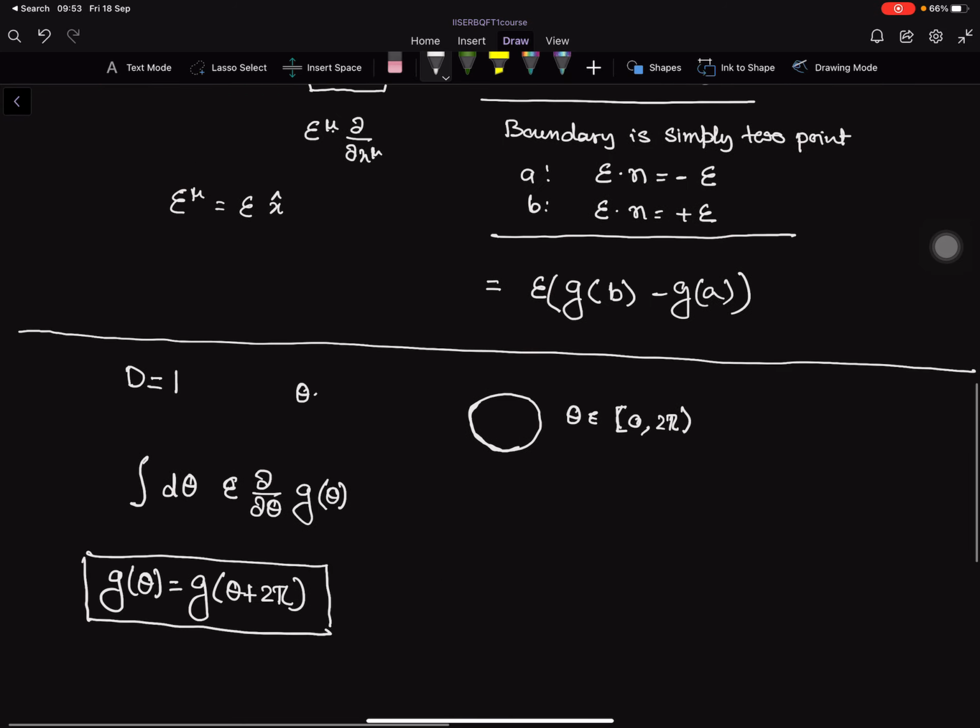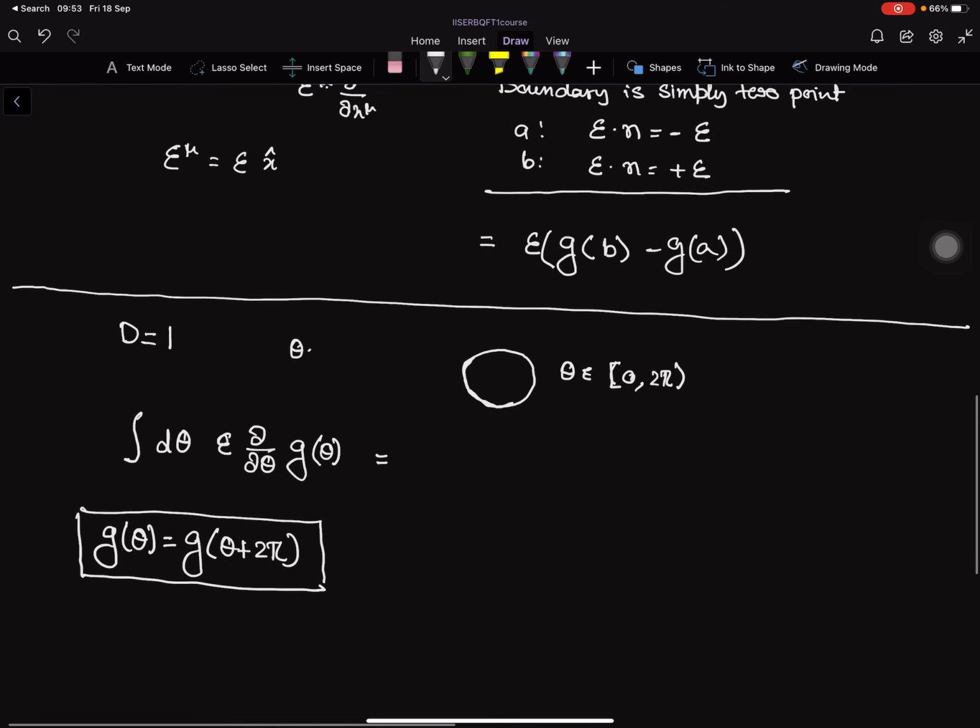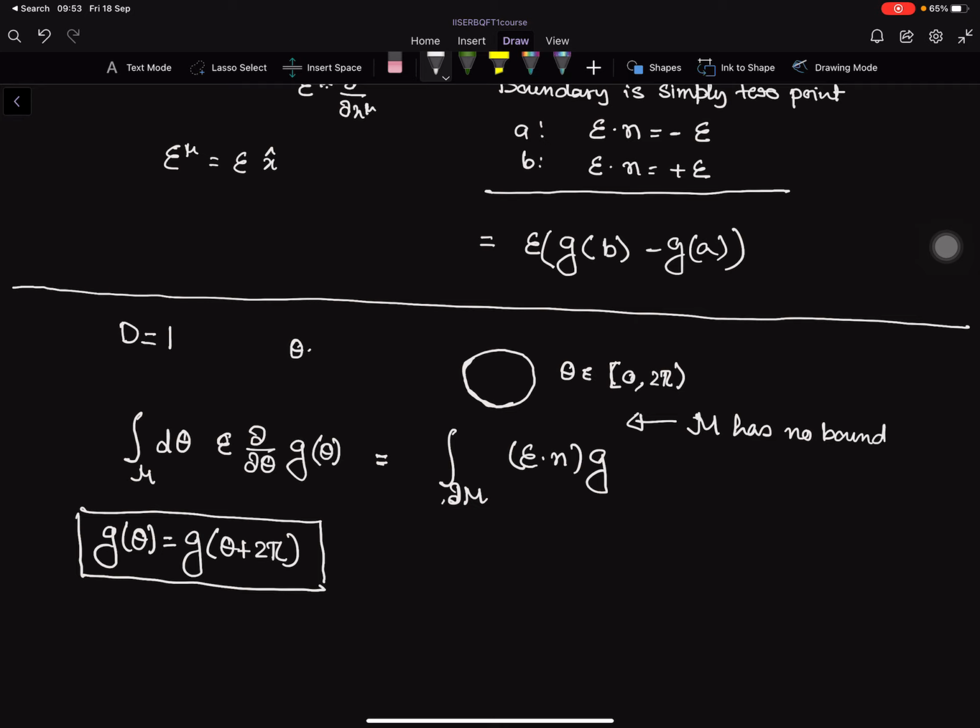Okay. So if that is the case, then in this case again the thing will reduce to this m, delta m, epsilon dot n, g. But in this case, you can see the region we are integrating over has no boundary. And as a result, this quantity is simply 0.